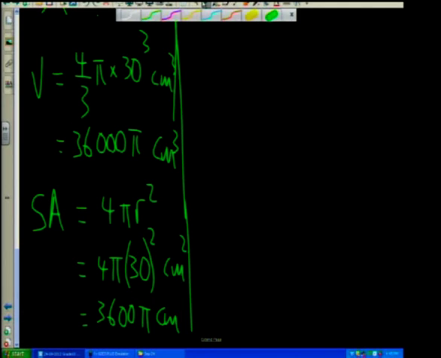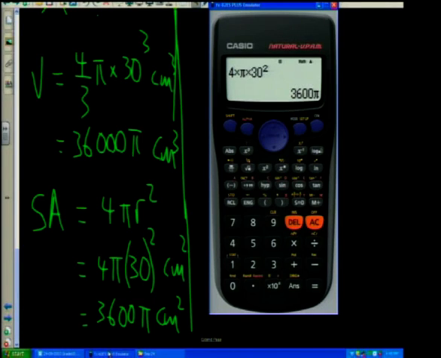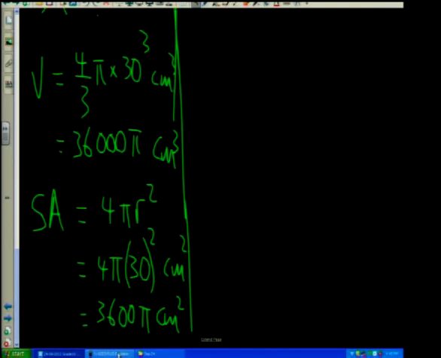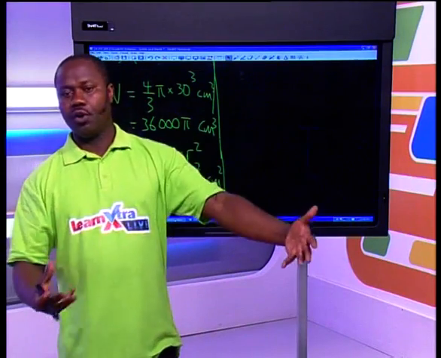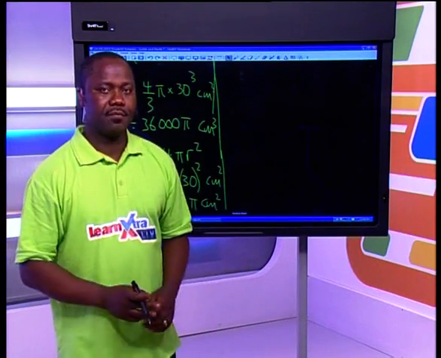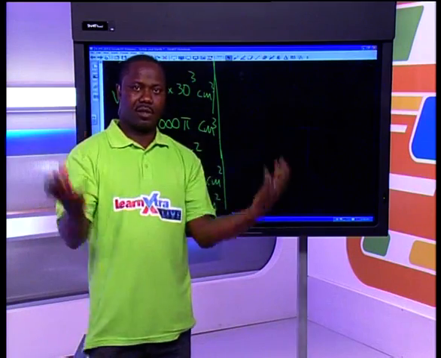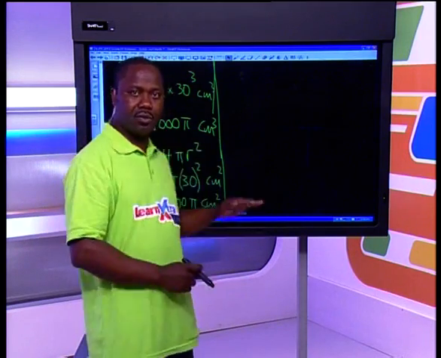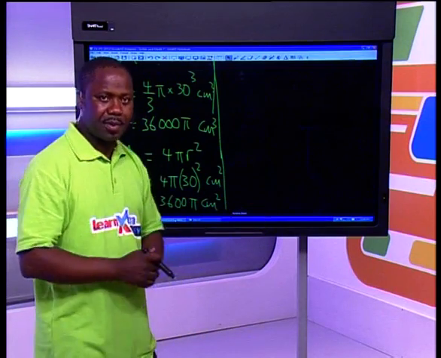Let's check again. 3600 pi. Yes, so that's what you have. Okay, so that's for a full sphere, the full volume and the full surface area. So if you wanted to paint the whole of that surface, you know how much you must prepare for.